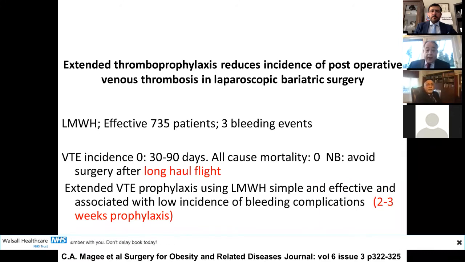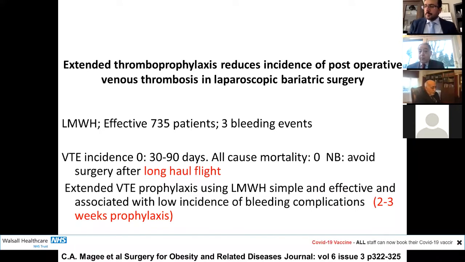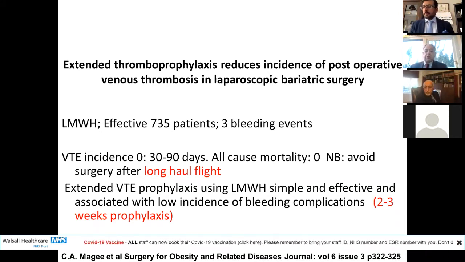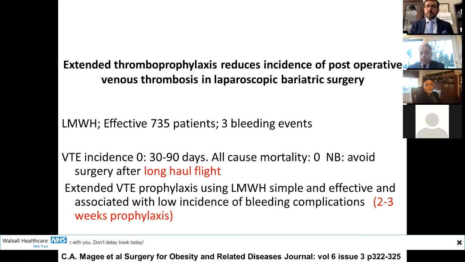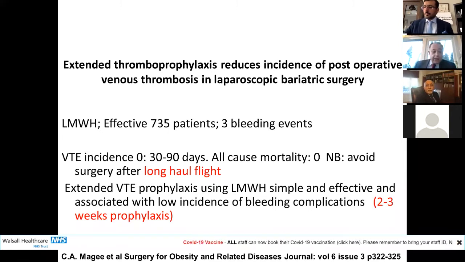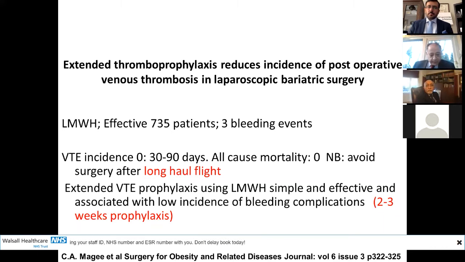Now, the advice that has been studied several times in surgical journals is that extended thromboprophylaxis in the post-operative period is vitally important, and the surgeon looking after this writes at least a good 2-3 weeks. It depends on the complexity of the surgery. For bariatric surgery, usually 2-3 weeks post-operatively, and we start pre-operatively as well. One dose before the operation and give 3 weeks of enoxaparin in order to protect against venous thrombosis.